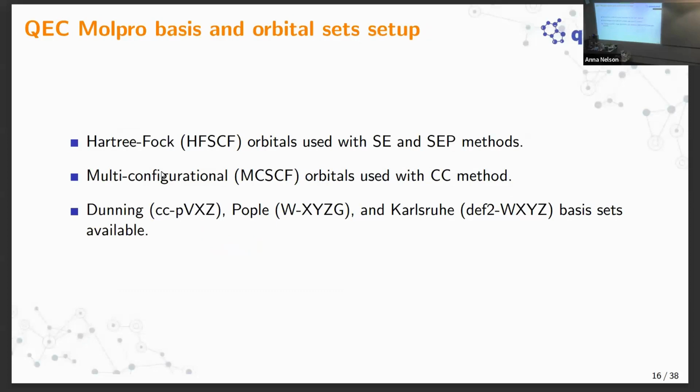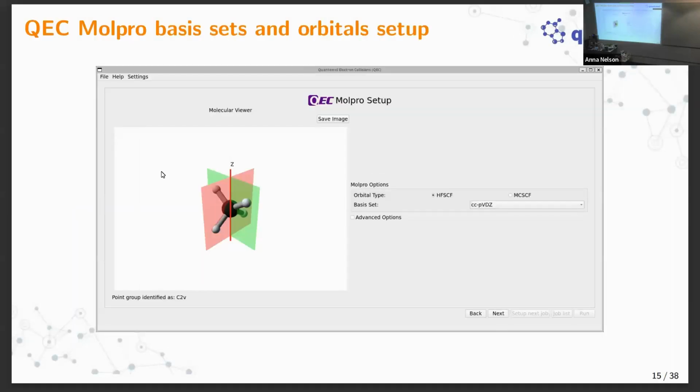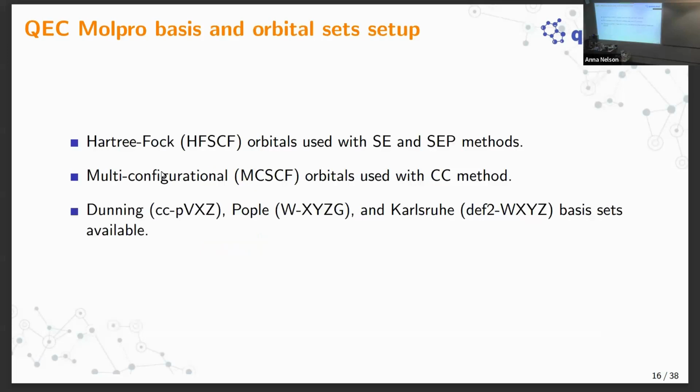The only thing to be careful of when selecting the orbital types is that the Hartree-Fock orbitals are to be used when you select the SE and SEP methods, because the single target state you use there is generated from a Hartree-Fock calculation. So you have to select Hartree-Fock orbitals if you're going on to use SE or SEP. If you're going to use close coupling, then you have to select the MCSCF, multi-configurational self-consistent field, orbitals option. So there's a bit of planning that needs to be done at this stage. You need to know whether you're doing close coupling or not.